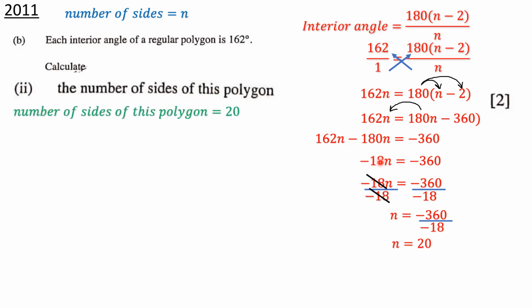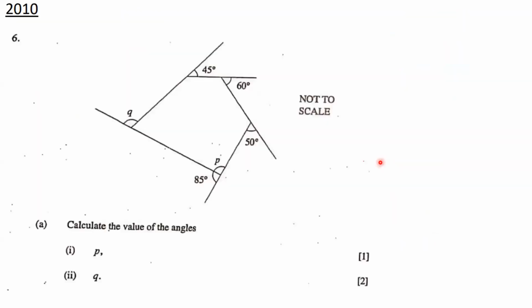So the number of sides is definitely 20. But let's move on to the next question here. It says, calculate the values of the angles. So we need to figure out what is the value of P, and we need to figure out what is the value of Q.